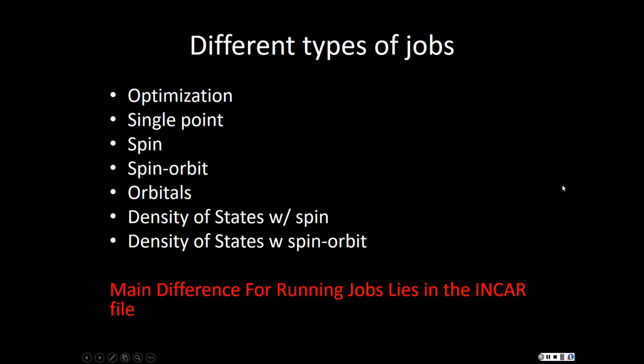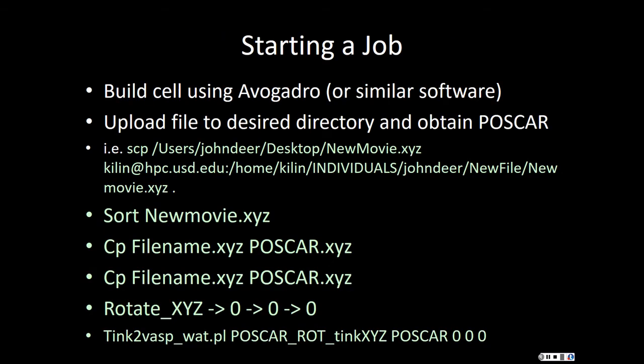Alright, so just a little rundown of what we're going to talk about here. Different types of jobs. There's the ones you see here and many more, obviously. The main difference between running these jobs lies in the INCAR file, at least that's my understanding. We can get INCAR files from inside of VASP, so we have them in the bin. I'll show you how to get some of those here shortly.